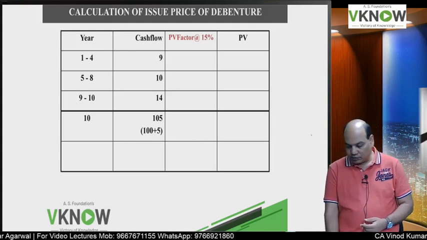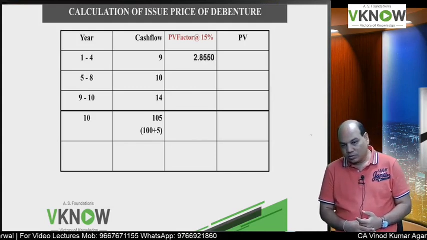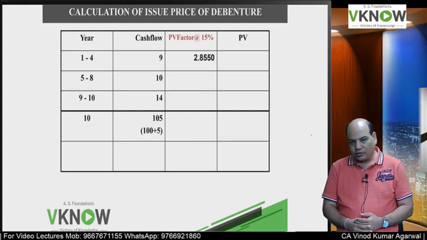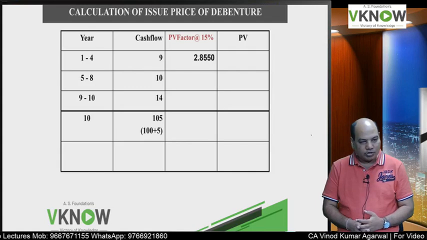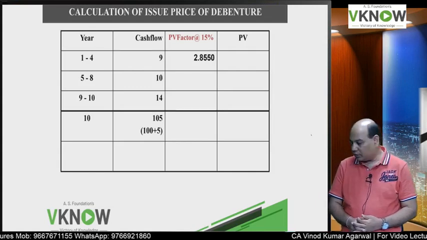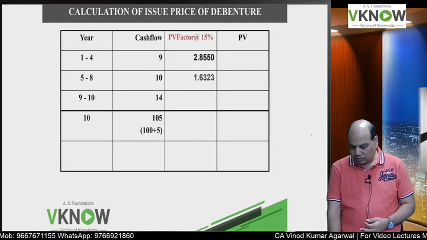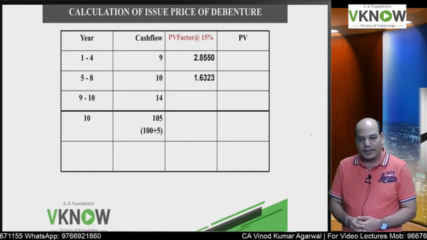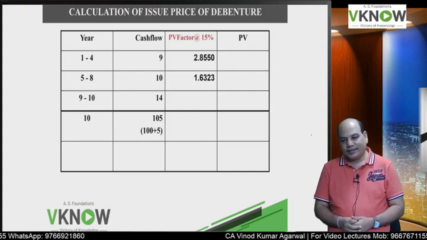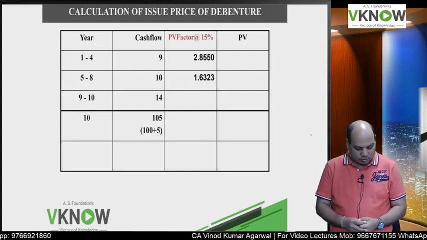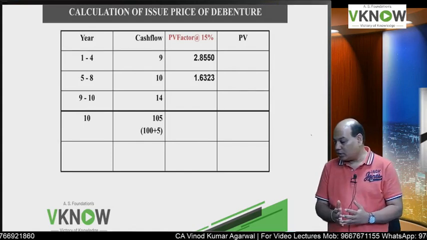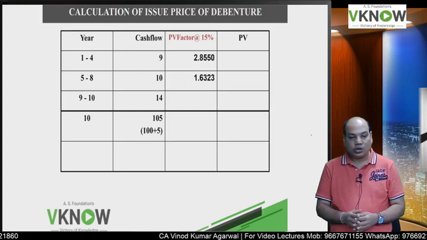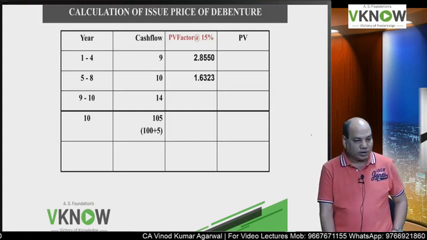1-4 factor, please check. How much is that? No, 2.8550 at 15%. At 15% check, 2.8550. Then 1.6323 is right. Right, 5 to 8, 1.6323. Because some students make mistakes in the factor also. So even though they know the answer, they will get 0 if they make a mistake in the factor.